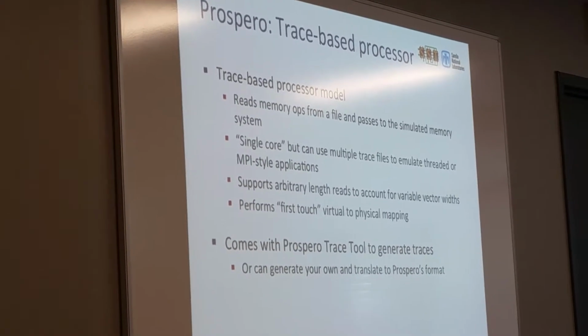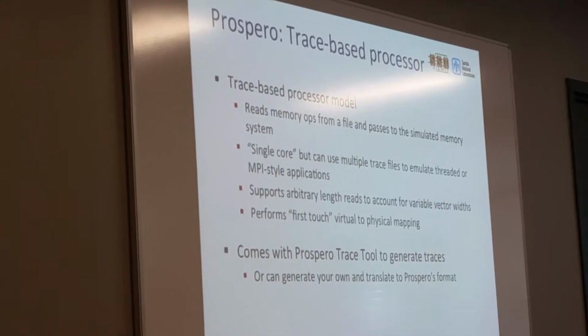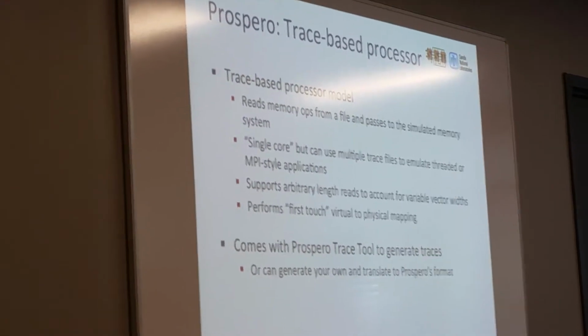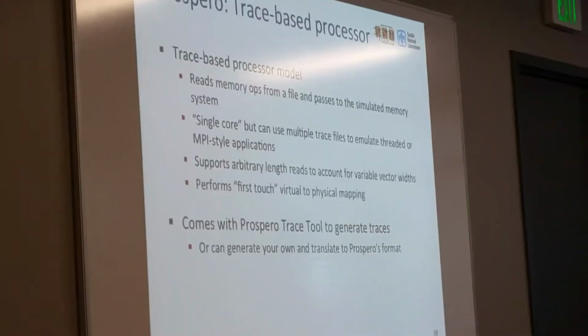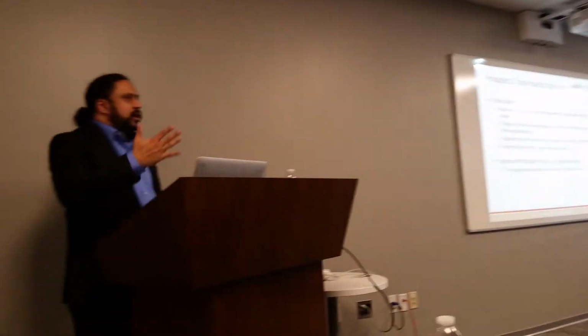Currently, the individual traces are a single core trace, but you can use multiple trace files to emulate threaded or MPI style applications. We have support for arbitrary length reads to account for different vector widths, and it does a simple first touch virtual to physical mapping in order to construct its page table. We also have a Prospero trace tool, which I believe is normally based on the Intel pin tools as well, but you can also generate your own or translate your own traces to Prospero's tracing format because it is fairly simple to use.